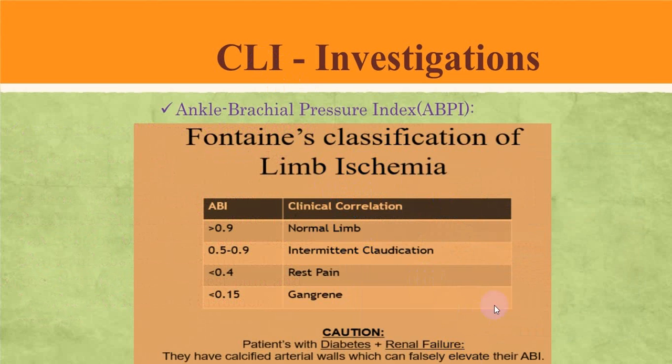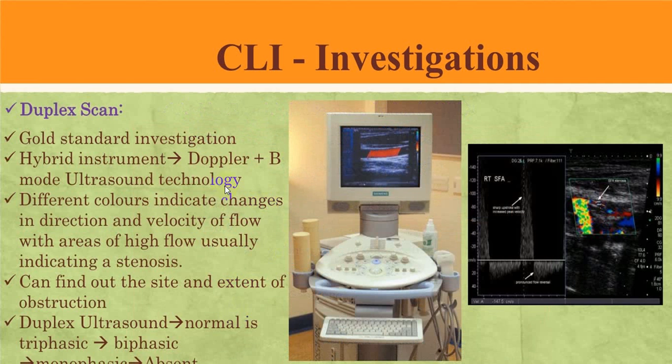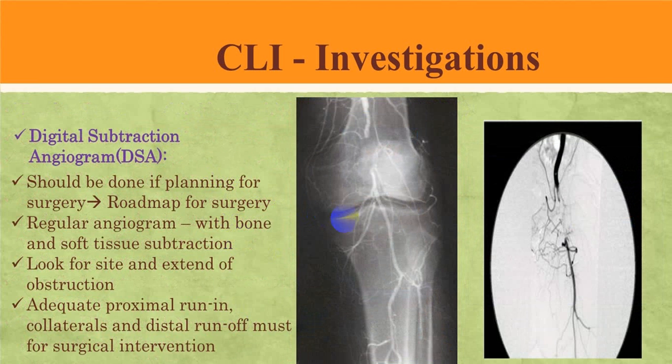And severe the ABI index. If any ABI index becomes less than 0.5, it is usually suggestive of a critical limb ischemia. And in a case of a gangrene, it will be less than 0.15 also. Duplex scan is the most important, which gives you a lot of idea regarding arterial studies.